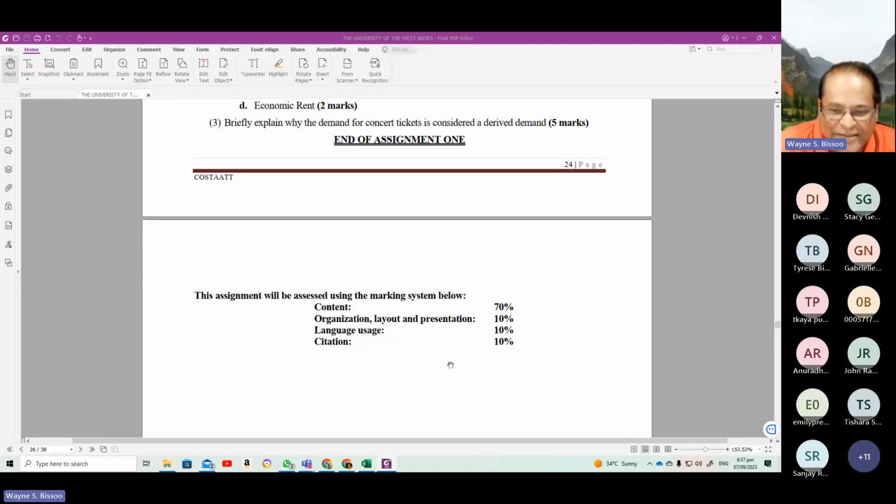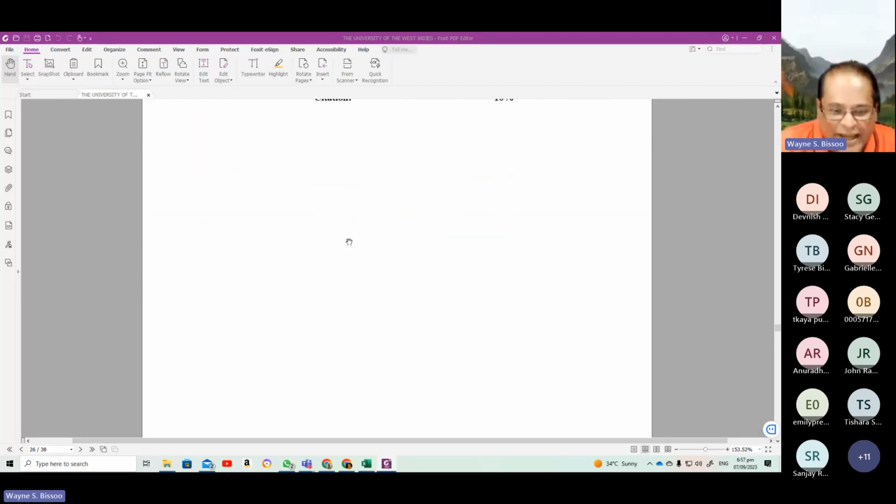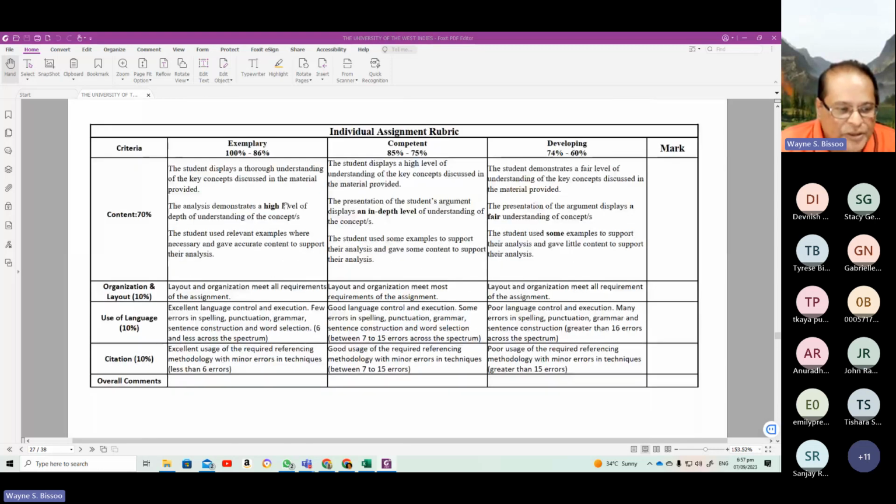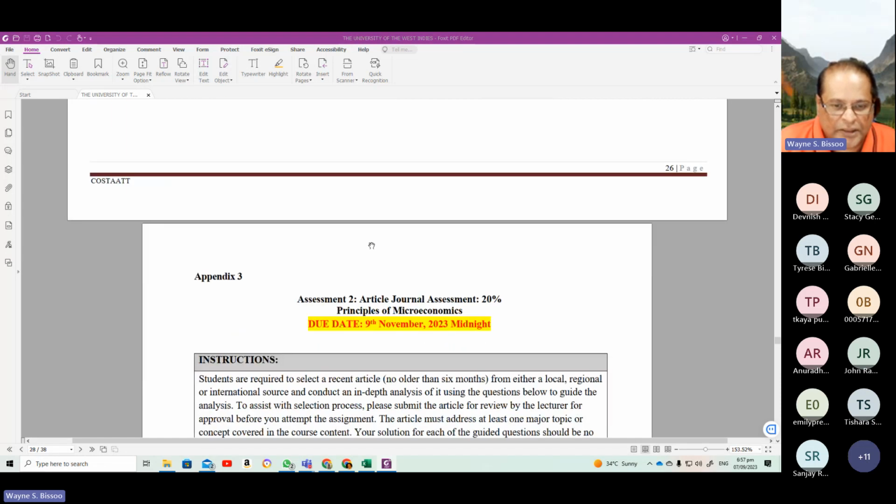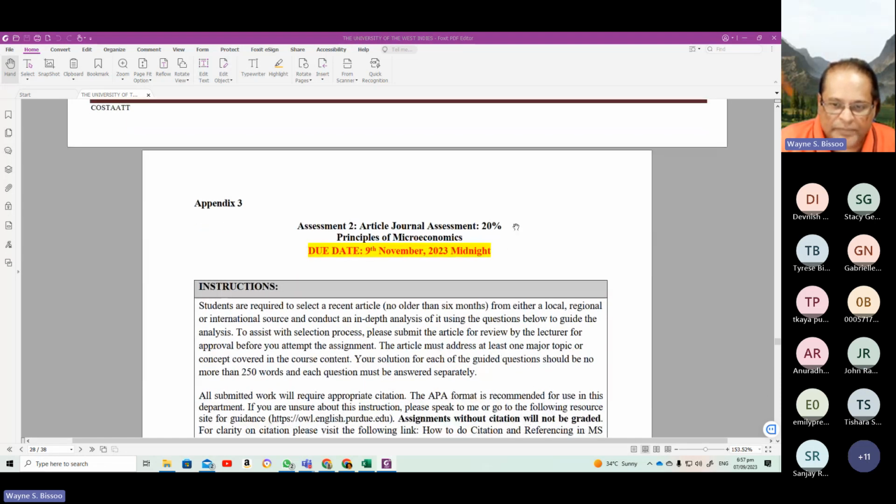All right. So this is the marking structure here, and there is a rubric here that shows you how things are laid out. So again, it gives you more information as to what we're looking for in terms of the response to the question. It gives you a lot more detail. All right, so the journal assignment, 20%.